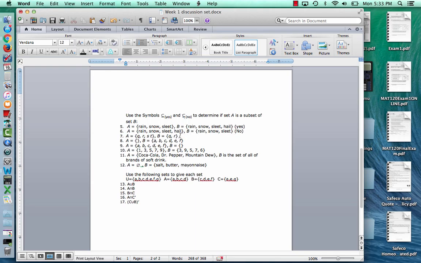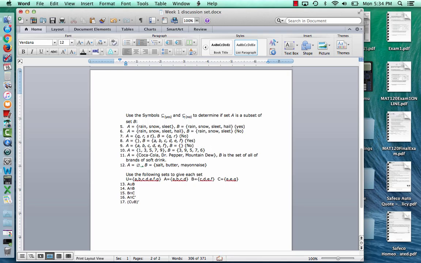Number 7, A is the letters Q, R, S, T, and B is just the letters Q and R. Well, S and T are not in set B, so no, A is not a subset of B. The next one, A is the empty set, and B is the letters A, B, C, D, E, F. Whenever we have the empty set, that's always a subset, so the answer is yes. If we reverse the sets, like in 9, A is A, B, C, D, E, F, and B is the empty set, all the elements in A are not in B, so no, this is not a subset.